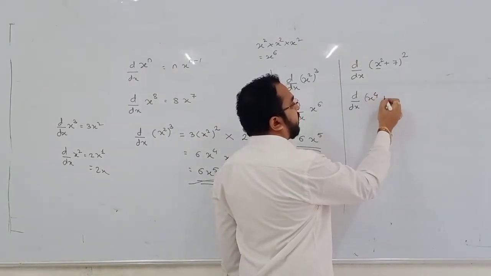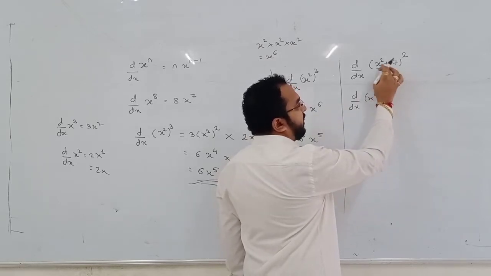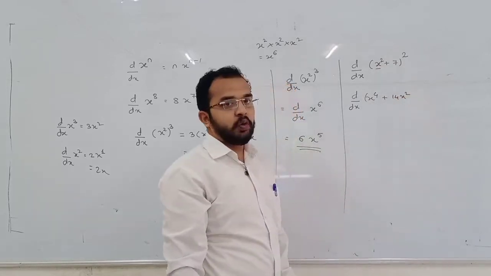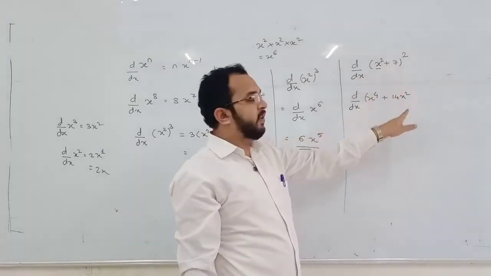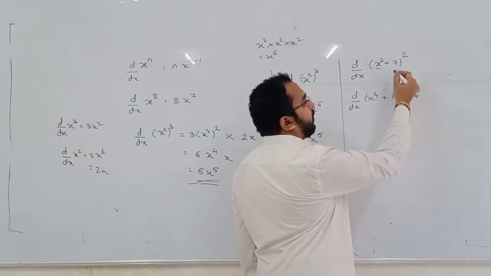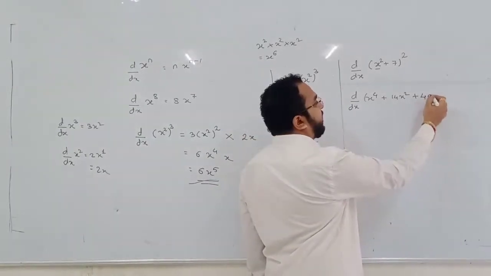Then 2ab. That means 2 into 7, 14. 14x square. 2ab is 2 into x square into 7. So 2 into 7 is 14 into x square. Then plus b square. B is 7. So b square will be 7 square. That is 49.